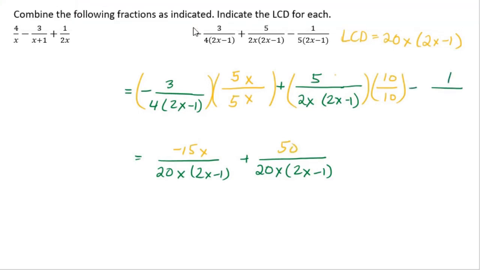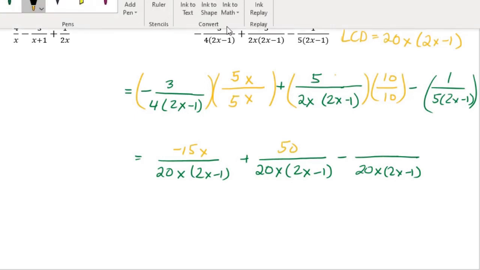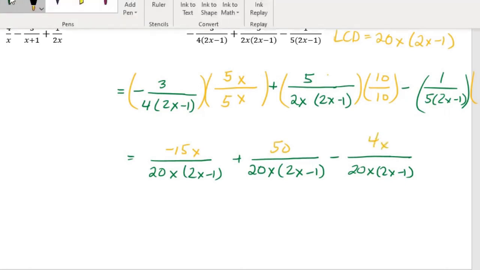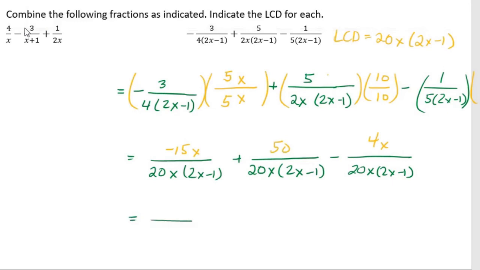Last one, 1 over 5 times 2x minus 1, and we'll multiply that. Well, what's missing? We have to turn that 5 into a 20. We need to add an x, but we already have the 2x minus 1 that's called for in the LCD. So what are we multiplying by here? Well, all we need is a 4 and an x. Negative 1 times 4x is negative 4x. And we know that we're almost done here. We'll write the fraction all over the same denominator.